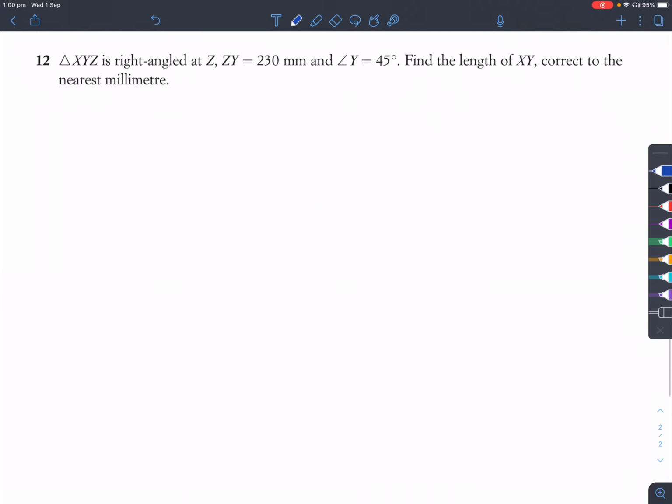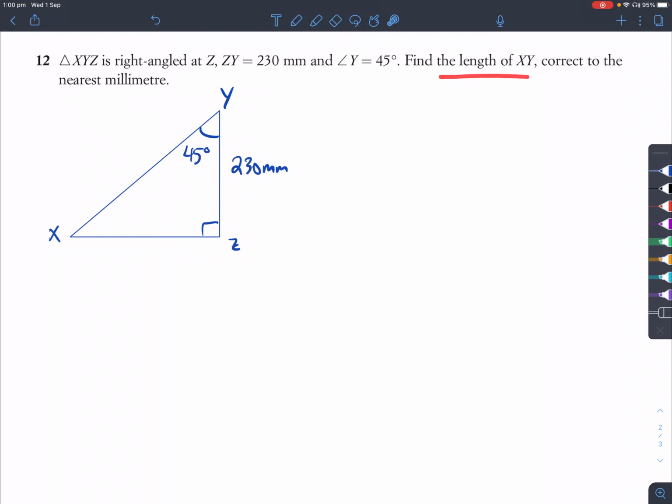Question 12. Triangle XYZ is right angled at Z, ZY is that, and angle Y is that. All right, so let's try and draw our right angle triangle, nice and large. At Z, over here, it's right angled. Now, let's just try and draw XYZ this way, okay? So that ZY is going to be 230. Angle Y is going to be 45 degrees. And so it wants us to find the length of XY, XY being this length here.